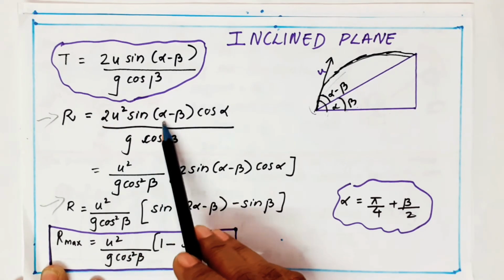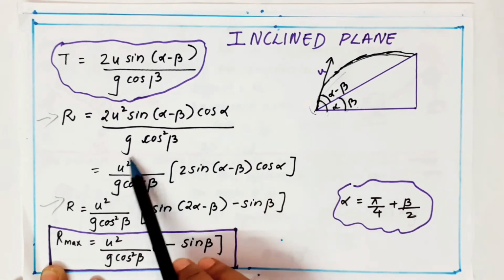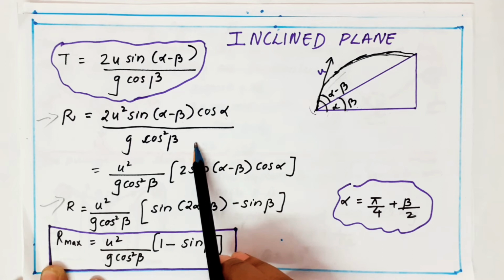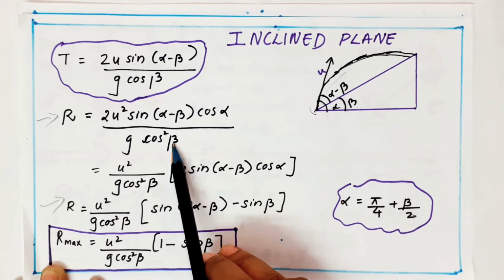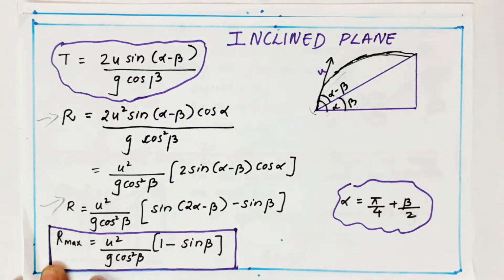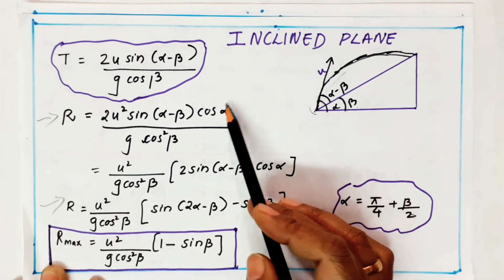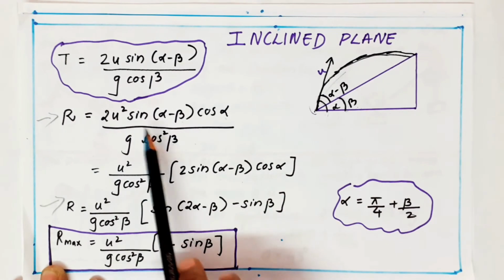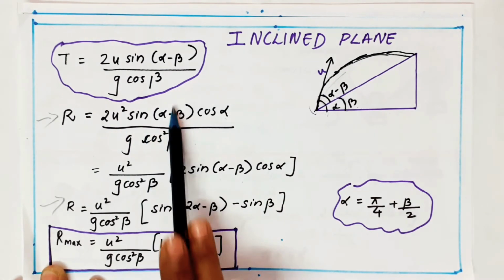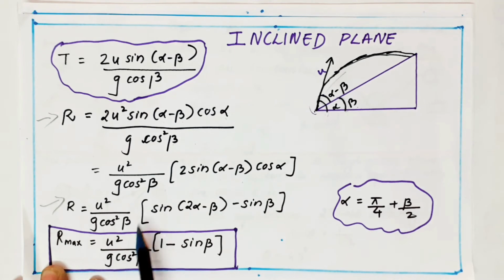2u square sin(alpha minus beta) cos alpha by g cos square beta. This is the equation for the range of the body when a projectile is projected from an inclined plane of angle beta. This equation is nothing but a trigonometric addition we are doing; we are just arranging and writing the same thing, applying a trigonometric condition.